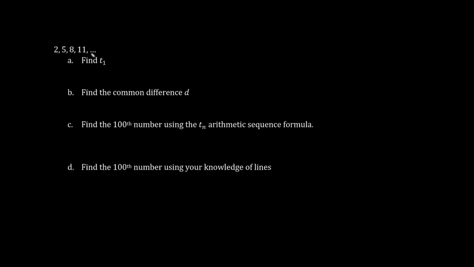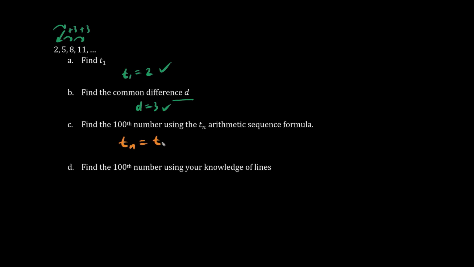2, 5, 8, 11. Let's find t1, the first term. t1, the first term, is 2. As for the common difference d, we go up by 3, plus 3, plus 3, plus 3. So d equals 3. Now let's find the 100th number using the Tn arithmetic sequence formula.